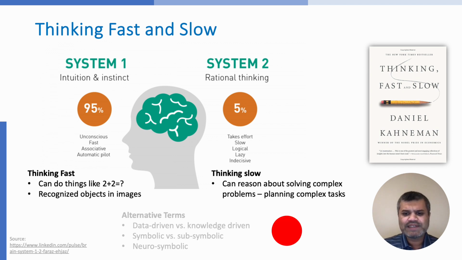For example, this circle that appeared on the screen, if I ask anyone, they will just say it's a red circle, right? We don't need to think about that. We know that it's a circle, it's red. We cannot explain it very well.